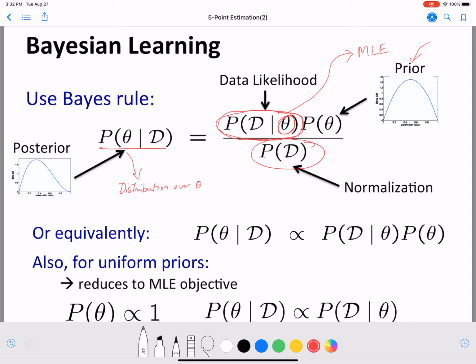In most cases, P of D is hard to compute. So we approximate this by saying P of theta given D is proportional to P of D given theta times P of theta. If our prior is a uniform prior, then there is no additional value the prior is adding. And in that case, P of theta given D reduces to the MLE objective, which is P of D given theta.